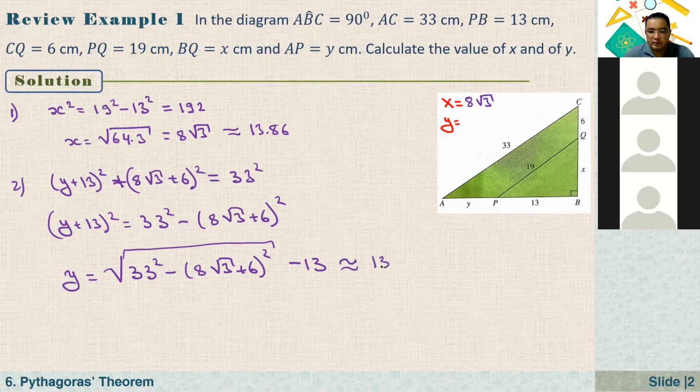13.36. Maybe if I can simplify this, we'll get a better answer. I don't know. But actually, in this kind of question, usually you are allowed to use a calculator. But that's the idea. And also here, we need to work on the speed. Can we calculate this stuff fast or not? Anyway, let's continue, guys. If you have no objection, y is approximately 13.36, corrected to 2 decimal places.